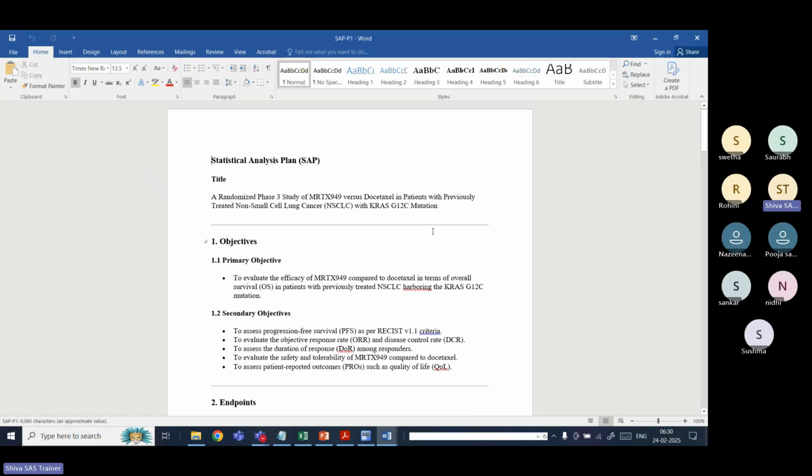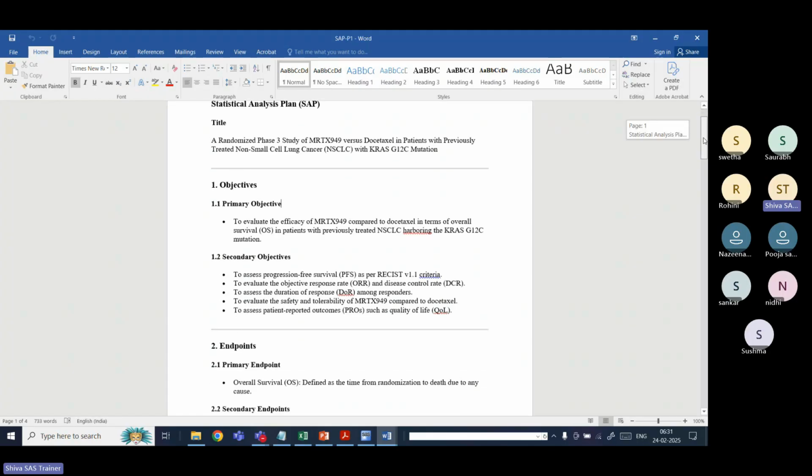First project, which was done recently. This project is a phase 3 study. Phase 3 means a lot of members, thousands of subjects, are involved in that clinical trial. So this is the drug versus docetaxel in patients previously treated with non-small cell lung cancer, mutation related. If you want, you can search on Google what this drug is and what it is used for.